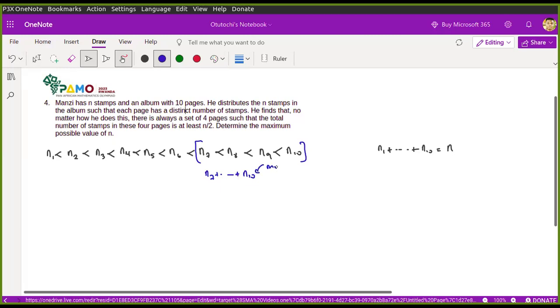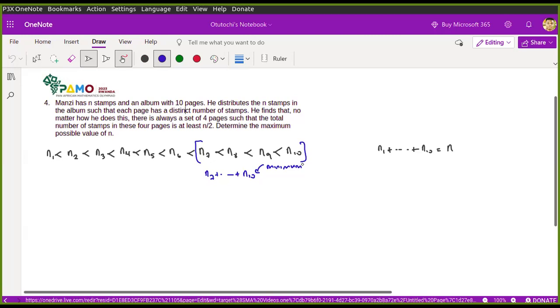So now, for a given n, if we consider the distribution such that this value is minimum, and that value is greater than or equal to n over 2, then we know that it is going to be greater than or equal to n over 2 in all other distributions, and it means that that n works, right? But if it's not, then we know that for one distribution, we won't be able to find a set of 4 pages such that the total number is at least n over 2, and we know that that n doesn't work.